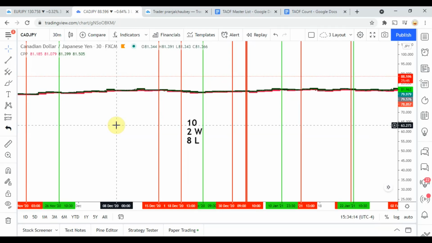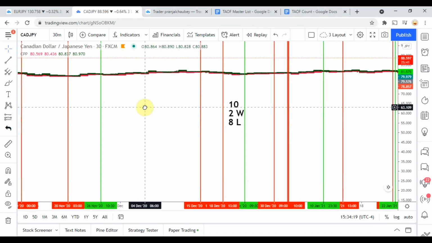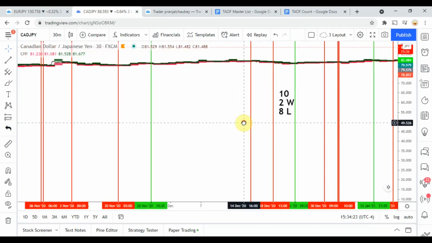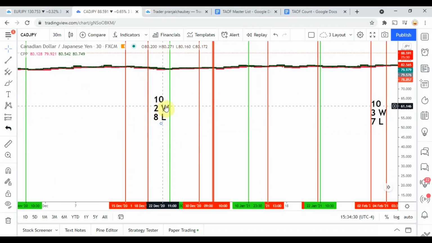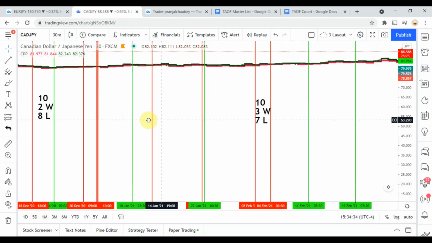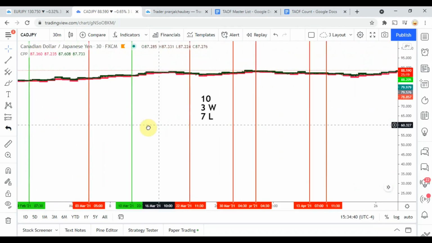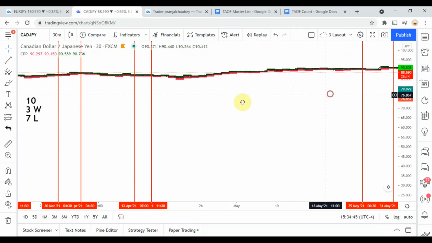So let's go back and look at, I did this on the last strategy video, so that way we can kind of keep track of this. You see here are 10 trades, so I did 10 signals, and then I documented how many were winners, how many were losers. So we had 10, we had 2 winners, we had 8 losing trades. Here's another 10, we had 3 winners and 7 losing trades. Here's another 10, we had 3 winners and 7 losing trades.